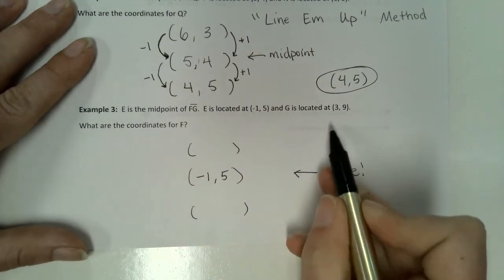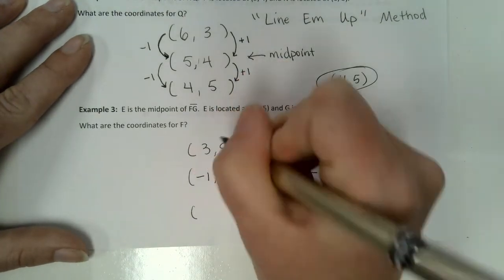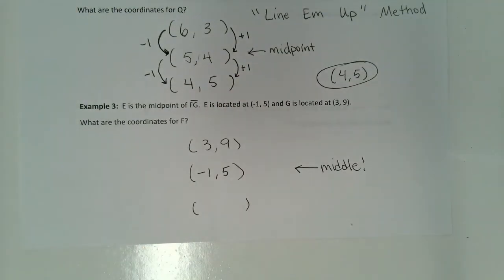Must go there. G, I'm going to put it at the top. 3, 9. Okay. We're going to find our patterns.